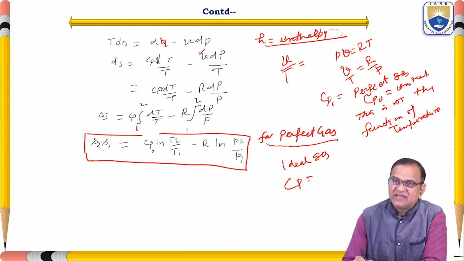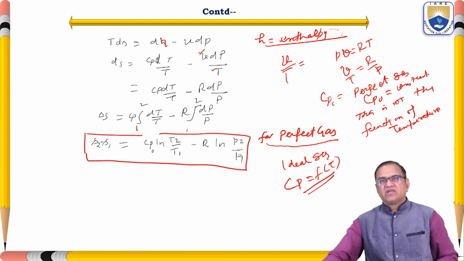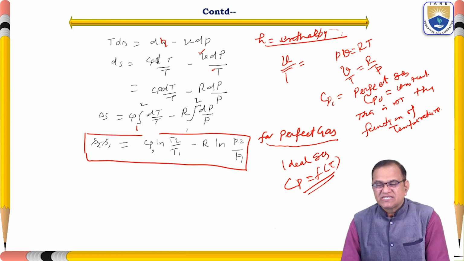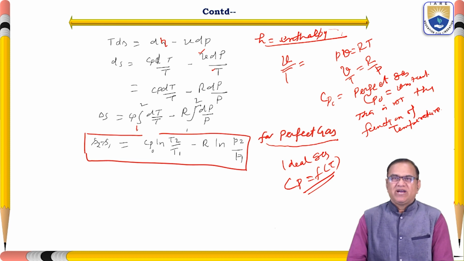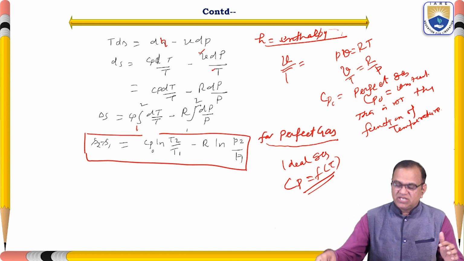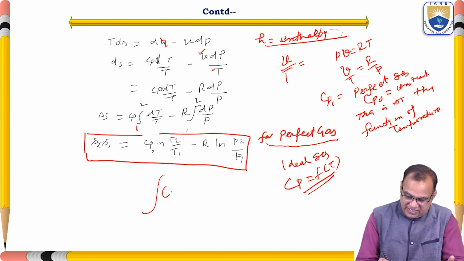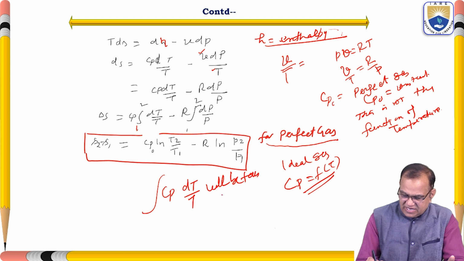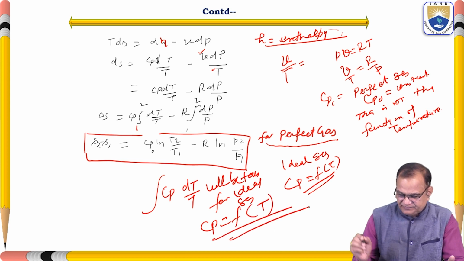Cp will be there, and this is a function of temperature. So that is the difference between the ideal gas and the perfect gas. So for the perfect gas, S2 minus S1 is equal to Cp naught, where Cp naught will remain constant. It is not a function of temperature. If it is a function of the temperature, then the integration here, Cp dT by T, will be taken for ideal gas, as Cp is a function of temperature.